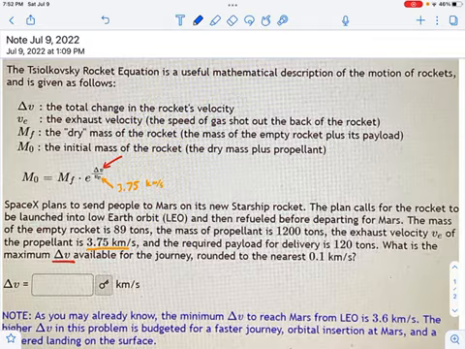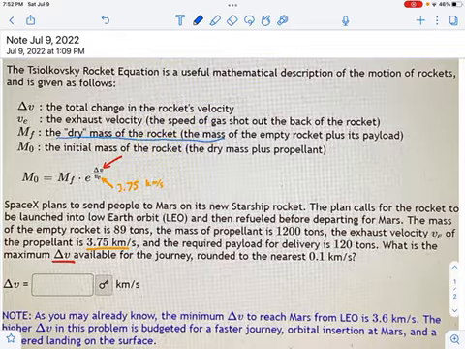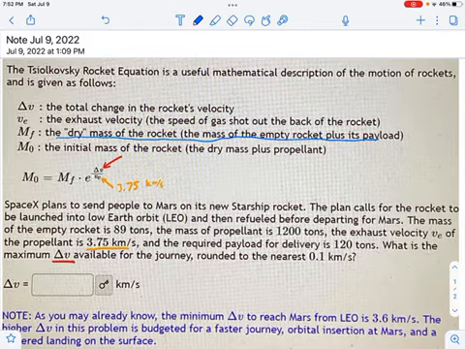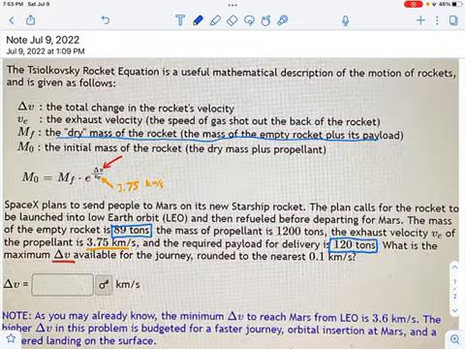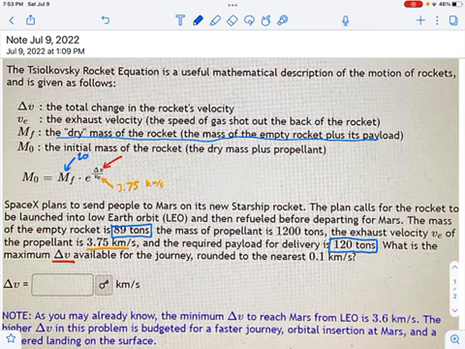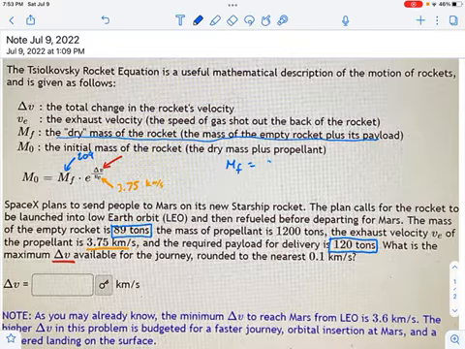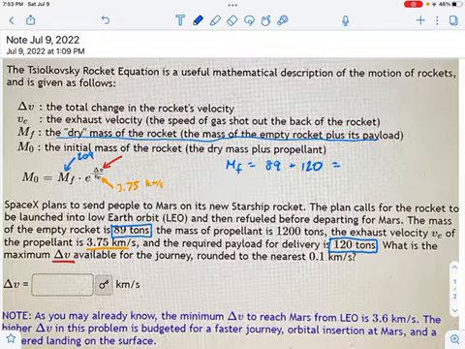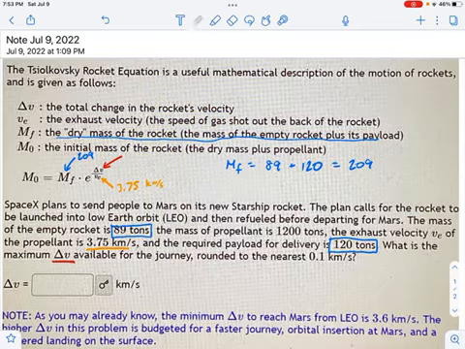Let's focus on what MF is. This is the dry mass of the rocket. Okay, and that is the mass of the empty rocket shell plus whatever is carrying up into space. Now, the empty rocket shell, I see here, is 89 tons. And the mass of whatever it's delivering up into space is 120 tons. So that means, in this example, MF is 209, right? MF, the final mass of the rocket, is going to be the initial weight of just the empty rocket plus the mass of the payload. Okay, so that's 209.